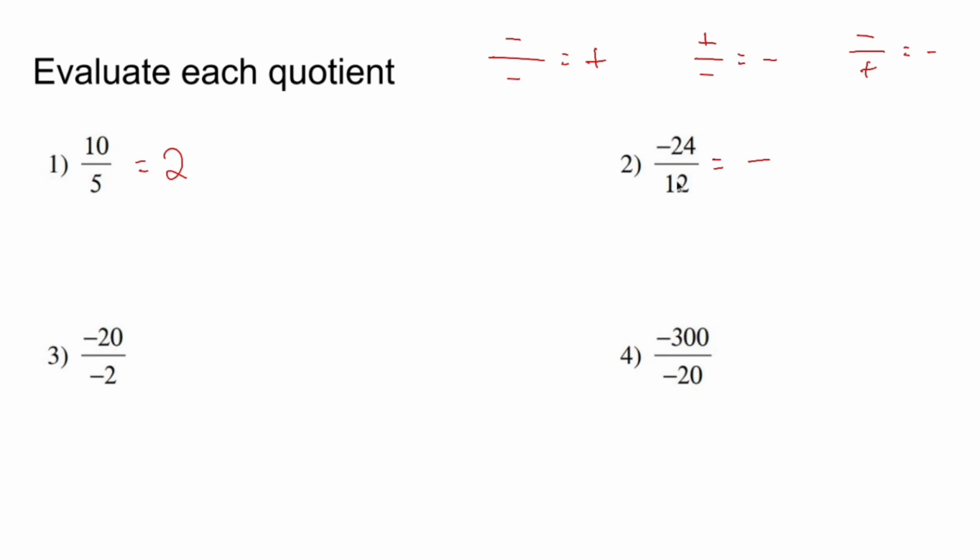And then you do 24 divided by 12, that's going to be 2. So negative 24 divided by 12 is negative 2. This is a negative divided by a negative. You become a positive. 20 divided by 2 is 10, so negative 20 divided by negative 2 is positive 10. You are also a negative divided by a negative, so you also become positive. 300 divided by 20 is going to be 15, so negative 300 divided by negative 20 is a positive 15. Quotients.